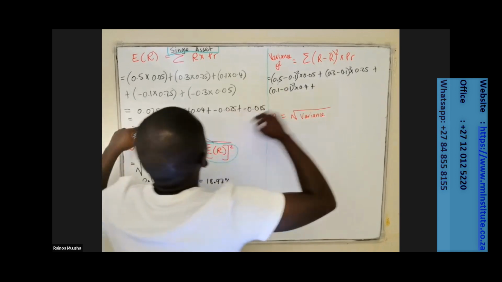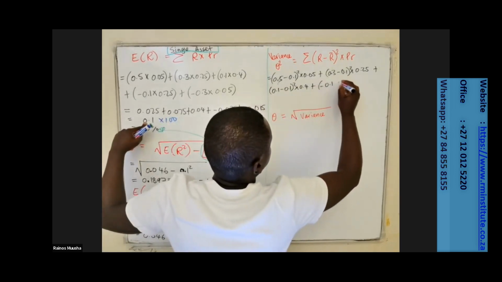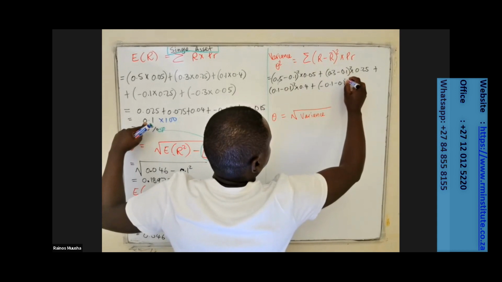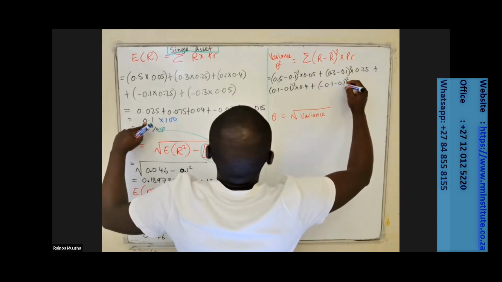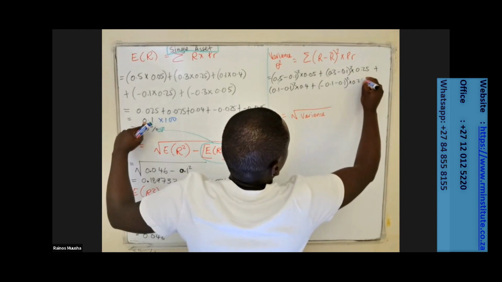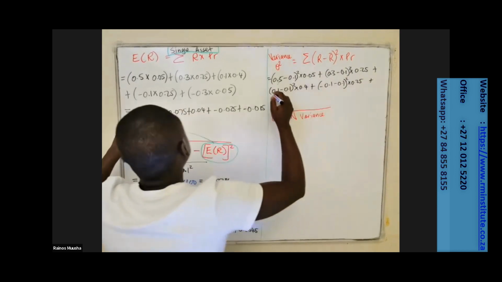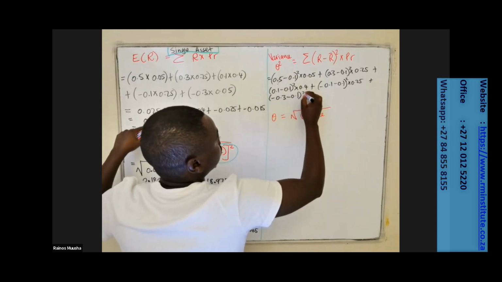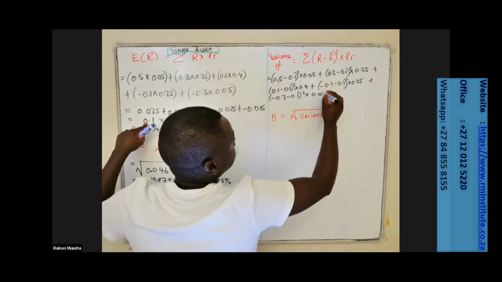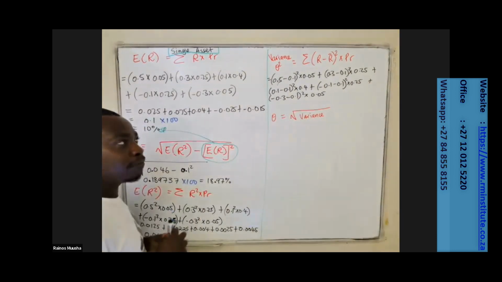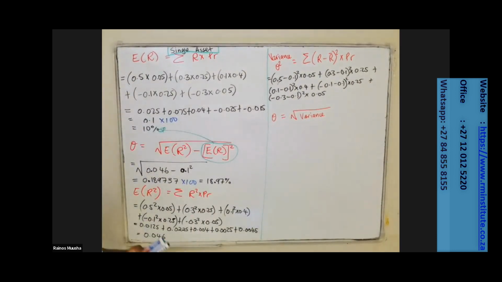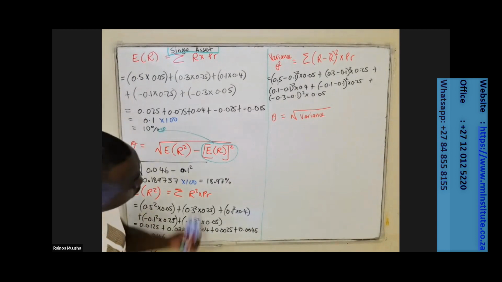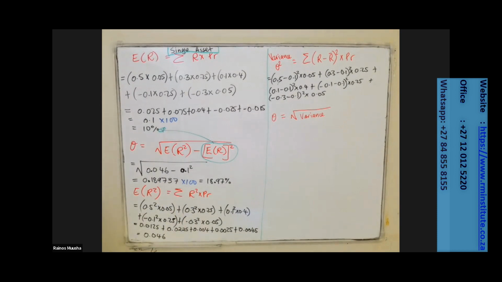And the next scenario would be minus 0.1 minus 0.1 squared times the probability of that happening, which is 0.25, plus the last scenario, minus 0.3 minus 0.1 squared times the probability of that happening, which is 0.05. So this is another method that I feel you should be familiar with, which will also take you to the same answer of getting the variance. So if you use this method, how much are you going to get as your variance?